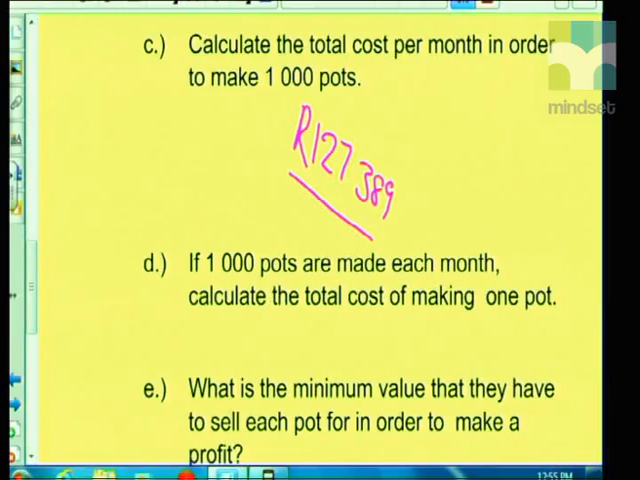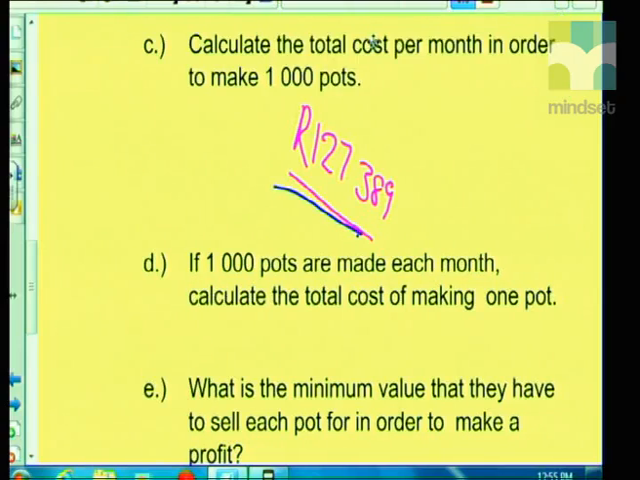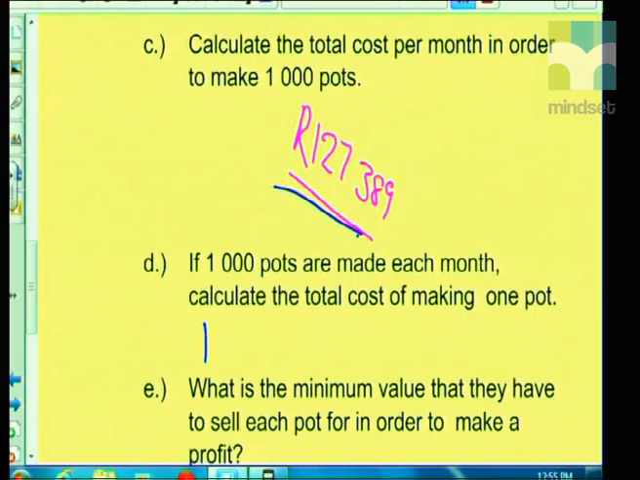So now, what we've got to recognize here is that 1,000 pots are going to cost that, and that's taking in all the costs, all the expenses, everything has gone in there. We're going to need to divide it by 1,000. So I don't think that's too difficult to recognize. Dividing by 1,000, one pot is going to be 127 Rand and 39 cents.